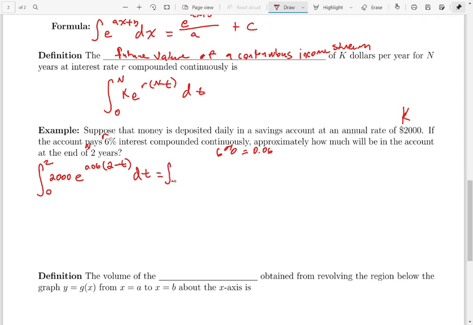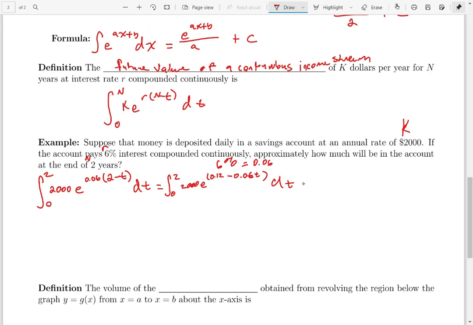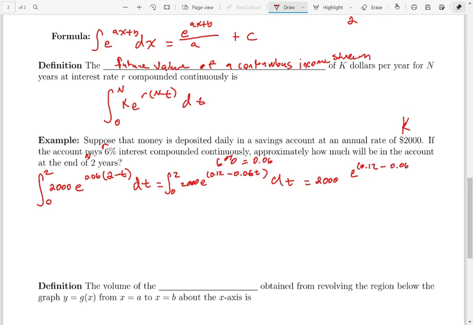So this is going to be the integral from 0 to 2 of 2,000 e raised to the 0.12 minus 0.06t dt. Well then, using the formula we just came up with previously, when we find the antiderivative, this is going to be 2,000 times e raised to the 0.12 minus 0.06t divided by the coefficient of t, which is negative 0.06. And then from our limits of integration from 0 to 2.